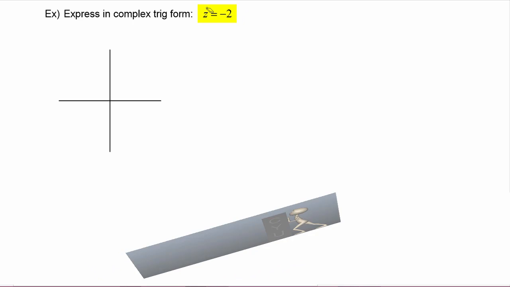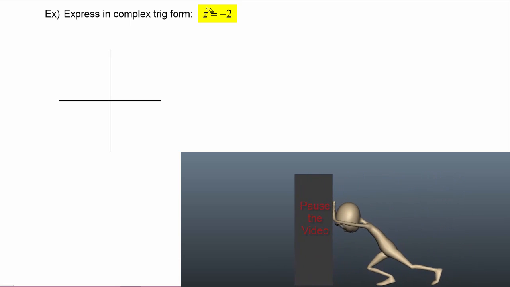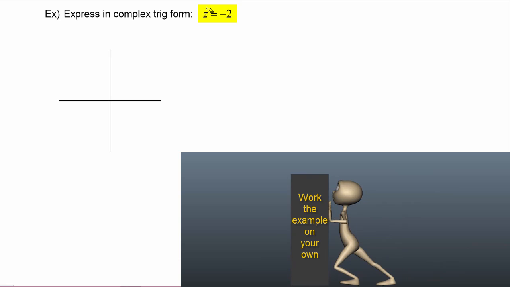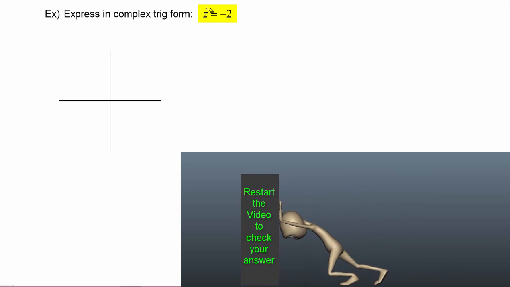In this example, we have to express in complex trig form z is equal to -2. Let's go ahead and check your understanding on this one. So pause the video, work the example on your own, then restart the video to check your answer.